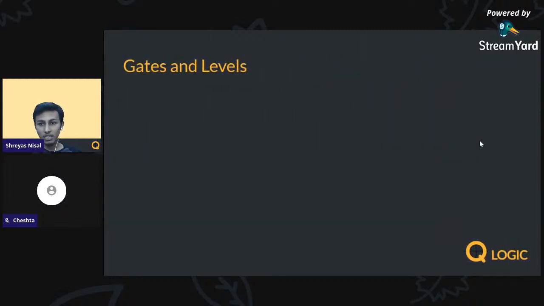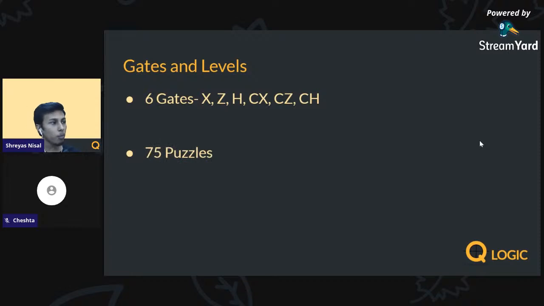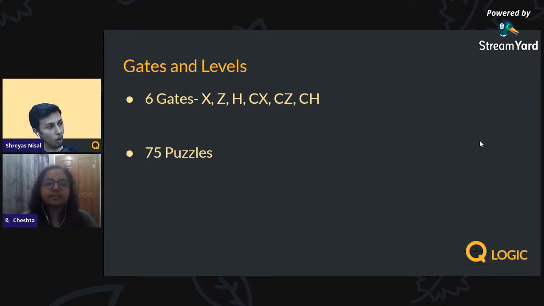And let's talk about the state of the game as it stands right now. So right now the game has 6 gates, which are the X, Z, and H, the bit flip, phase flip, and Hadamard gate, and the controlled version of these gates, which is the CX, CZ, and CH gates. And using these 6 gates, we've come up with 75 puzzles already. So if you head over to the game, there are 75 puzzles that you can try out. And we're constantly working on adding more gates, adding more puzzles to the game.